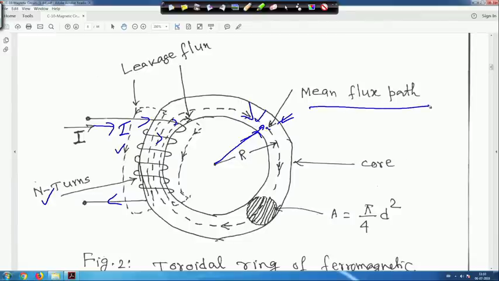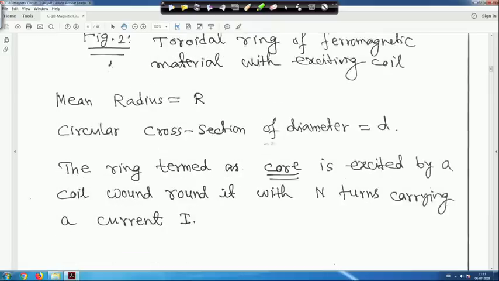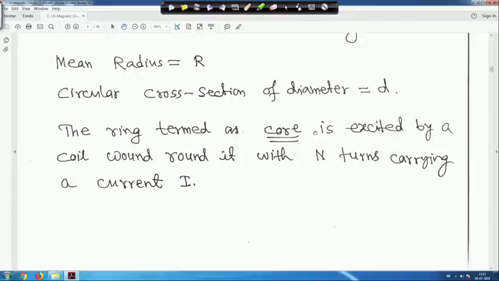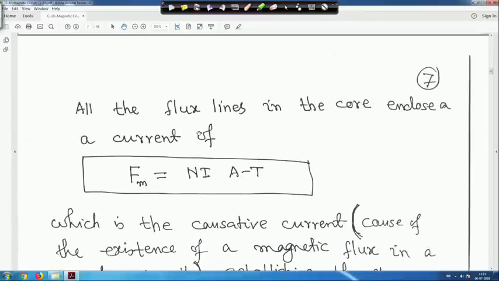Later we will show you the analogy of DC circuit voltage, current, resistance to the magnetic circuit, and which quantities are analogous. Here the mean radius is R, with circular cross section of diameter d. The ring termed as core is excited by a coil on it with n turns carrying a current I. So the flux lines in the core enclose a current of Fm equal to Ni, right.